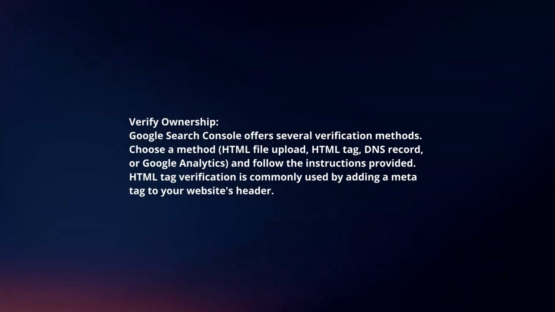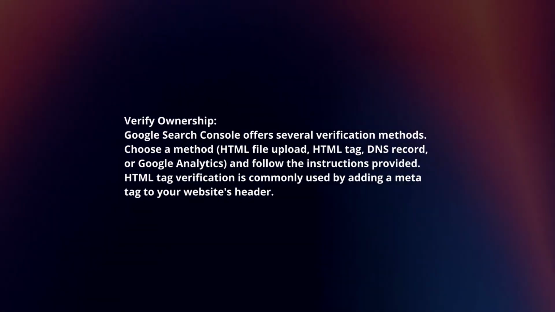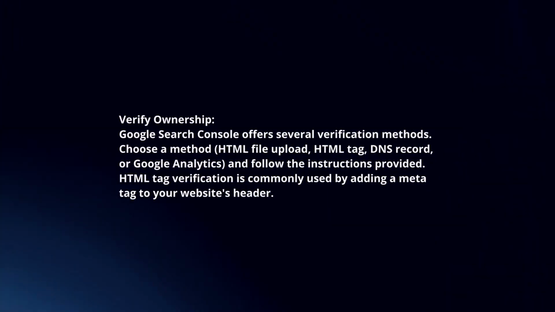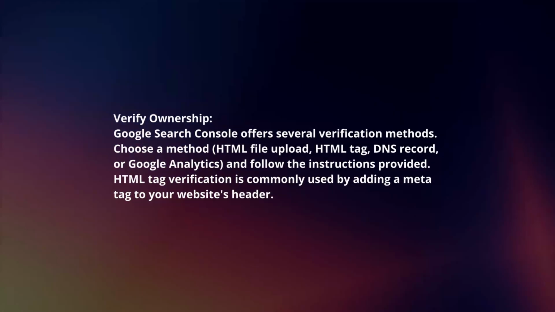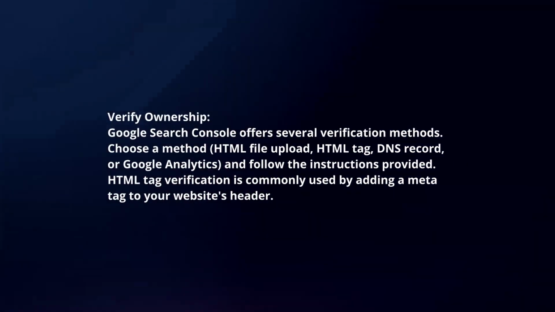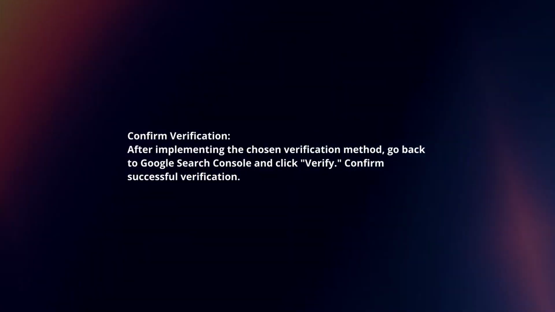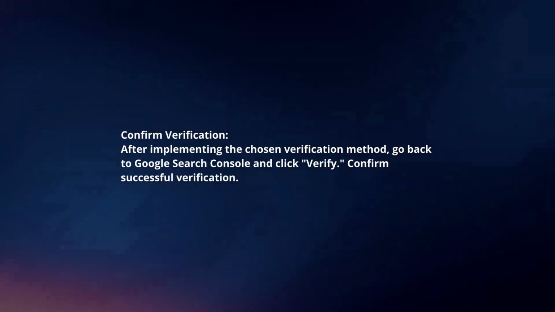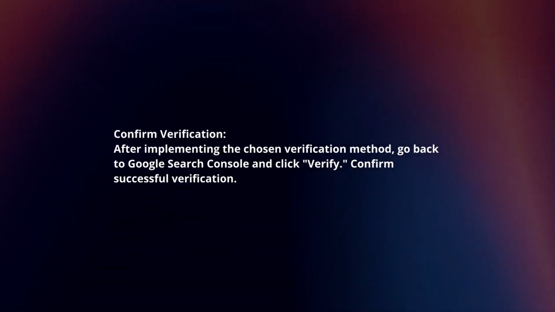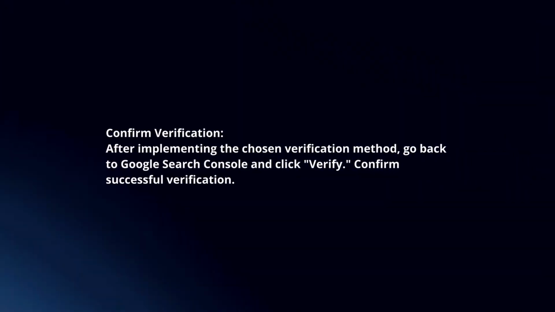Verify ownership. Google Search Console offers several verification methods. Choose a method and follow the instructions provided. HTML tag verification is commonly used by adding a meta tag to your website's header. Confirm verification. After implementing the chosen verification method, go back to Google Search Console and click Verify.